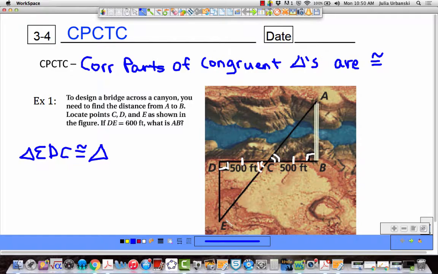E has no marking line. Which triangle angle on the other side has no marking? A. So those two would go together. E would go with A. Good. D has a right angle marking, and so does B, so those two go together. And then the C's go together because they're vertical angles.